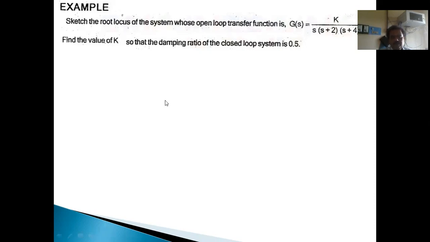So root locus means, any doubts regarding root locus? If you have any doubts, you can raise them, in the previous example. Okay, let us continue this example.